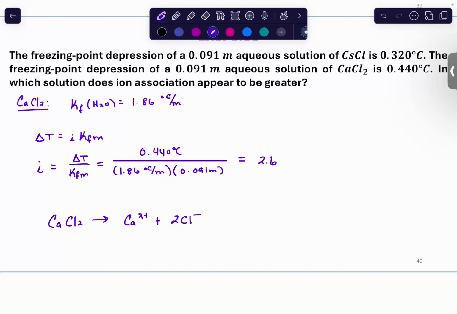What do you think the ideal Van Hoff factor is? The 2.6 is what we observed. What do you think the ideal is? Calcium chloride breaks into a calcium and two chlorides. Nope. You're making it harder than it has to be. You see, the calcium chloride breaks into 3 ions.